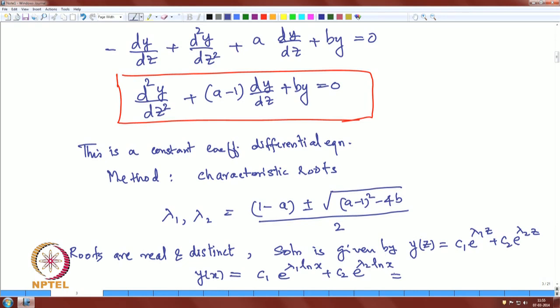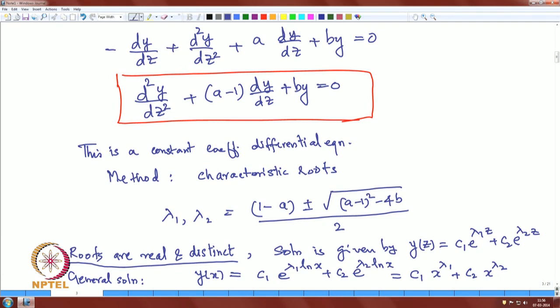and this is nothing but, e to the power lambda 1 ln of x is x to the power lambda 1, so if you simplify it is c 1 x to the power lambda 1 plus c 2 x to the power lambda 2. So, this is a general solution, if the roots are real and distinct. Similarly, if the roots are real and repeated, or the roots are complex, they can be treated similarly.